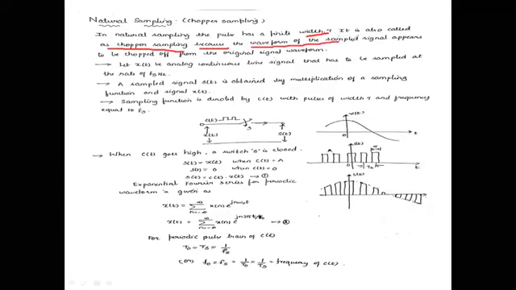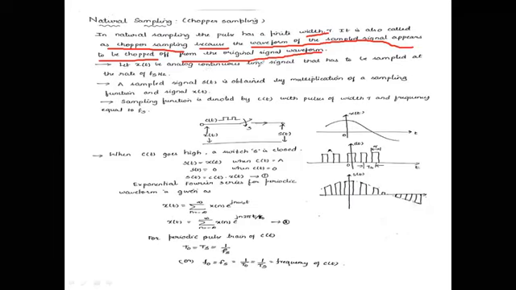My dear students, I'm taking the full cycle, that is Ts. The total is Ts, and the width of this sample is tau. In the previous case, the width tau is 0. But in natural sampling, the pulse has a finite width tau. It is also called chopper sampling because the waveform of the sampled signal appears to be chopped off from the original signal waveform.